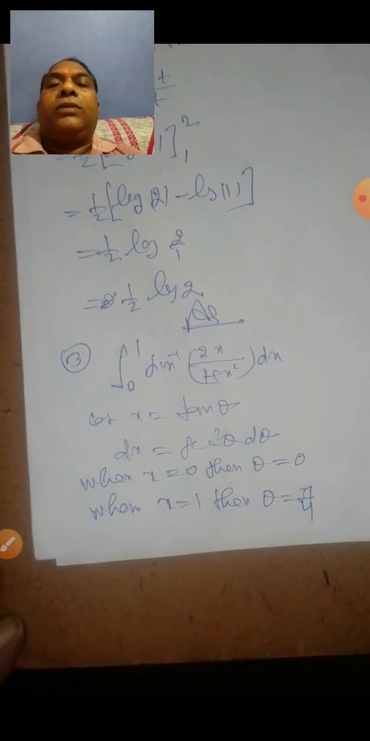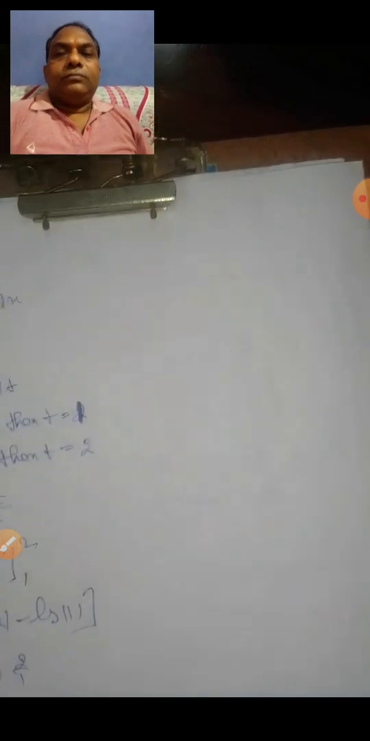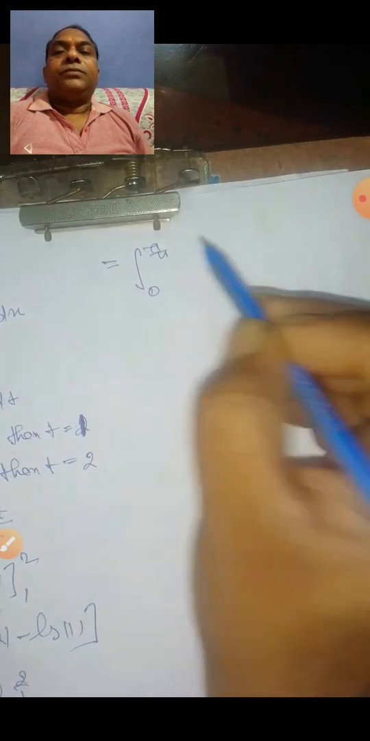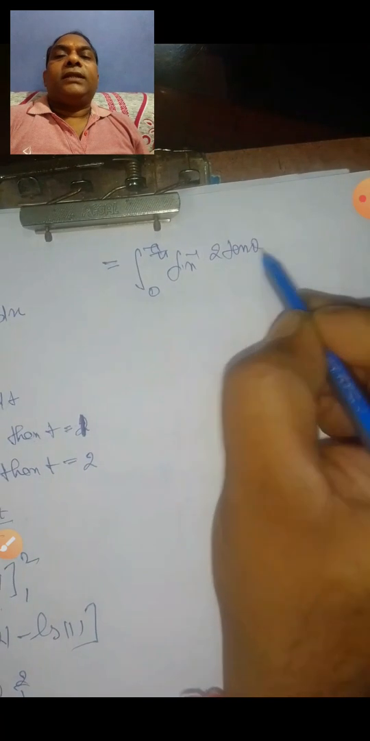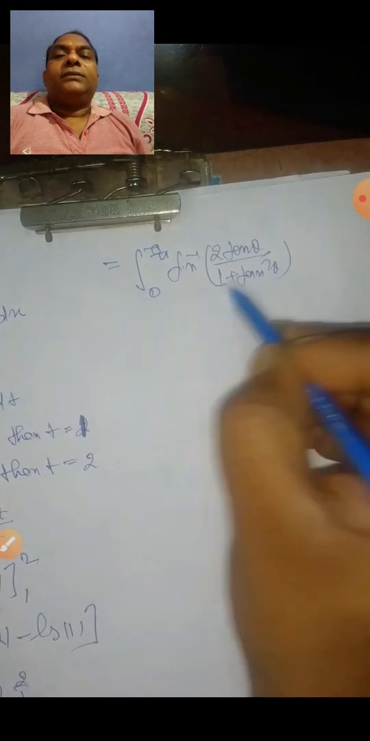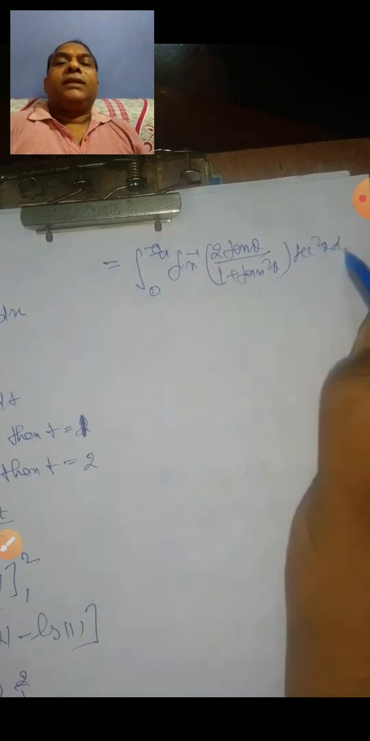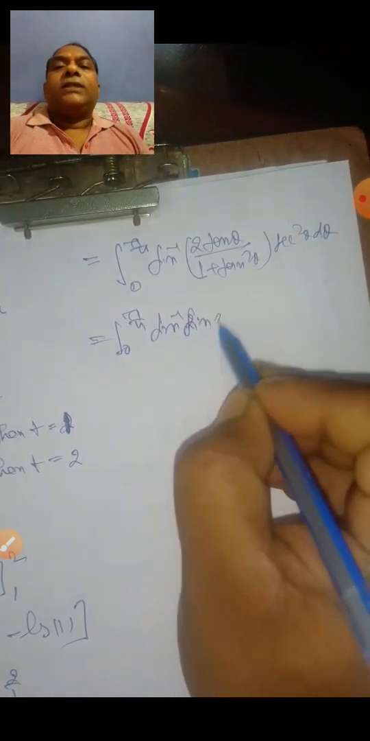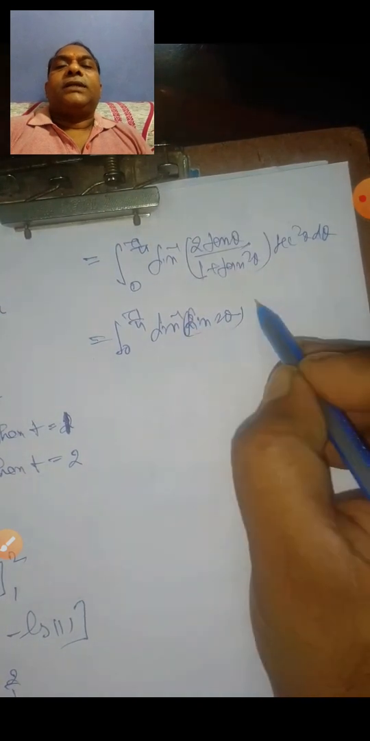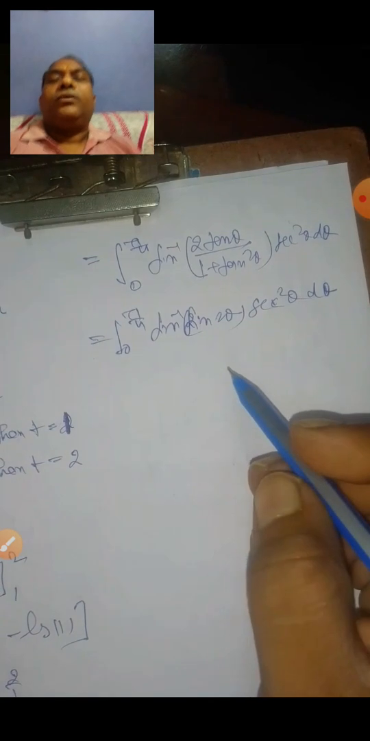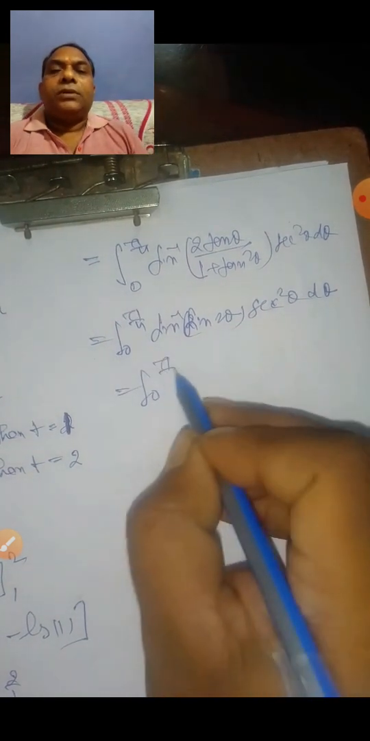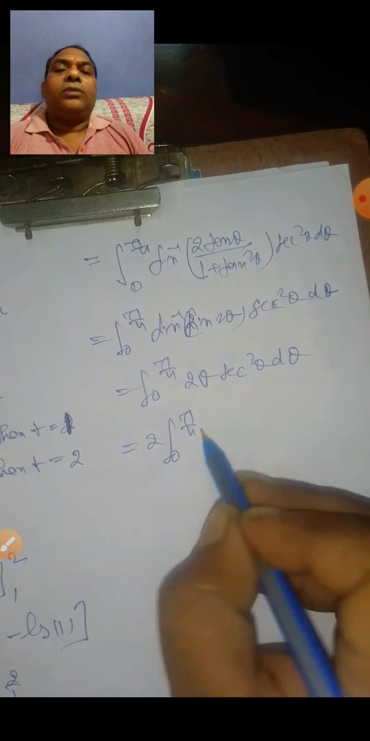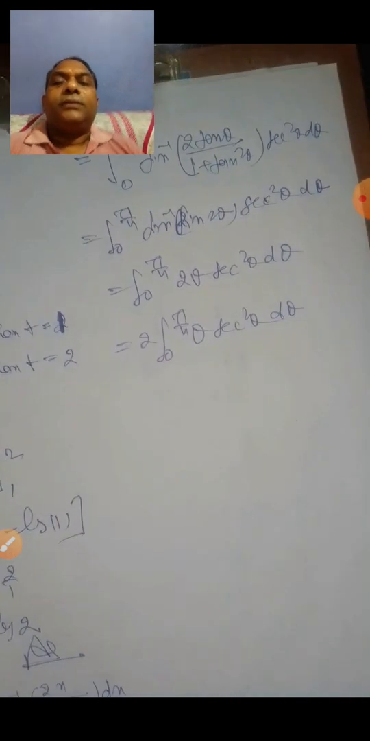So now this will be equal to integration 0 to pi by 4 sin inverse of 2 tan theta upon 1 plus tan square theta, sec square theta d theta, which equals integration 0 to pi by 4 sin inverse sin 2 theta, sec square theta d theta, which equals integration 0 to pi by 4 2 theta sec square theta d theta, because sin inverse sin theta is equal to theta, we know that, taking out 2 common.